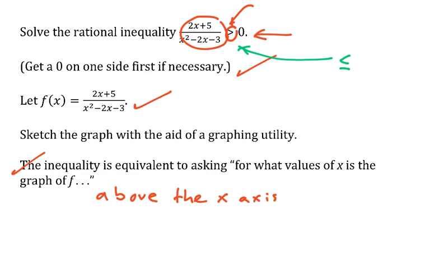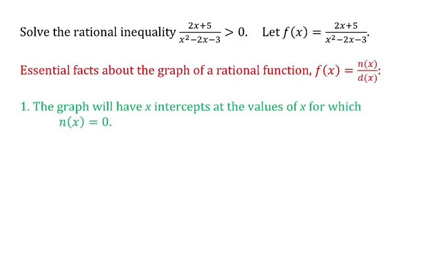When you look at the graph, there are going to be some details that are not obvious. So there are a couple analytic things, algebraic things that you do want to do to get ready before you look at the graph. And those are going to be built on two essential facts about the graph of a rational function. A rational function is simply a function that consists of a polynomial in the numerator, I'm going to call that n of x, and a polynomial in the denominator, d of x.